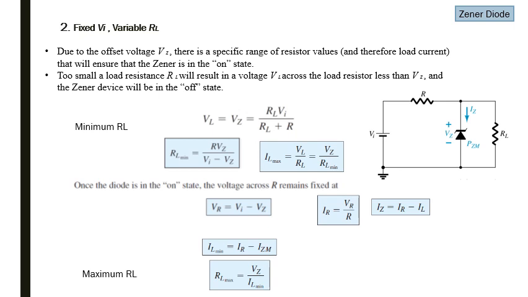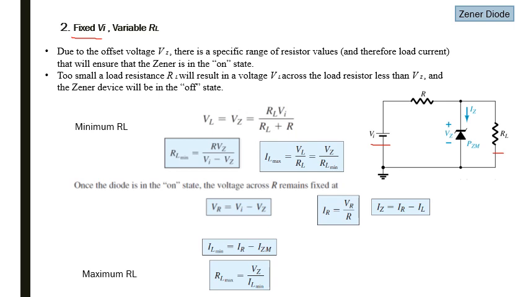Now the second condition we can see is fixed Vi. Here the input voltage is fixed, and we have a variable RL. A variable RL means we should find the range of load resistor values which turn on the diode. So by range, we mean we should find a minimum value of RL and a maximum value of RL.